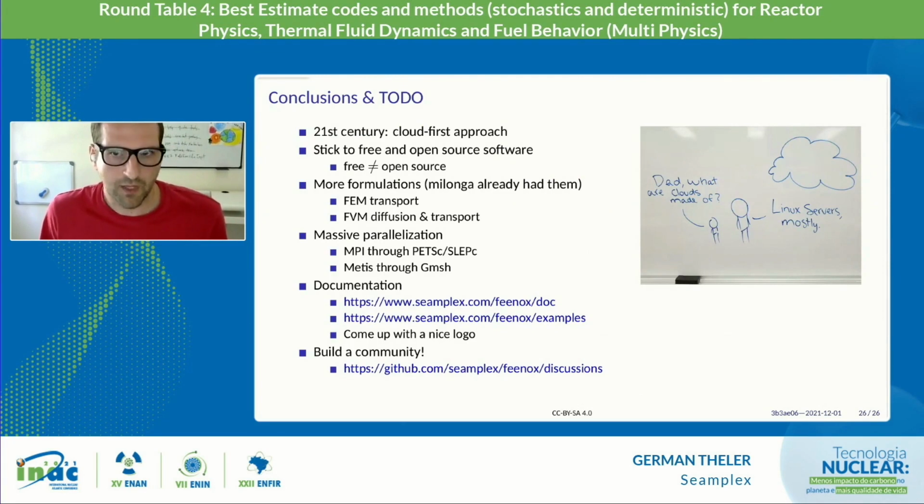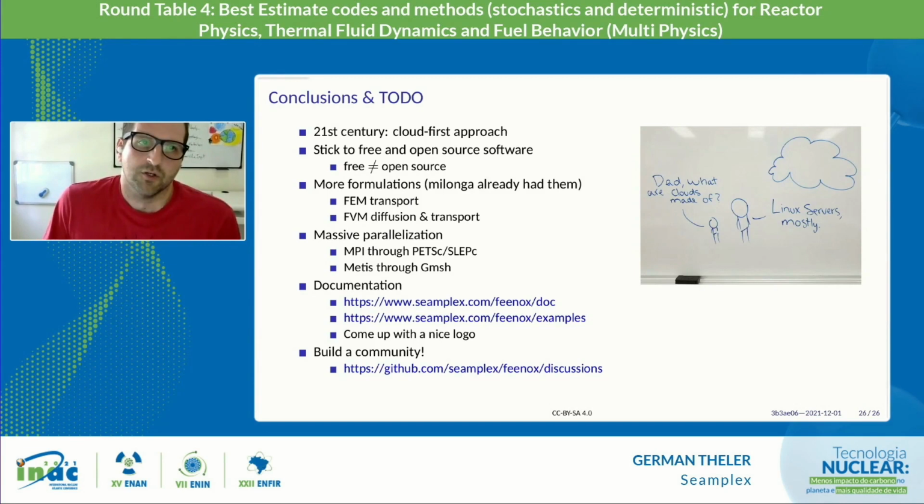So the conclusions, and if these young generations want to have something to remember of this talk, is that in the 21st century, we have to talk about a cloud first approach. So this is like the cartoon there. So what are clouds made of? Linux servers mostly. It's good advice to try to stick to free and open source software as much as possible. This is regarding verification, validation, third-party review, and that stuff.